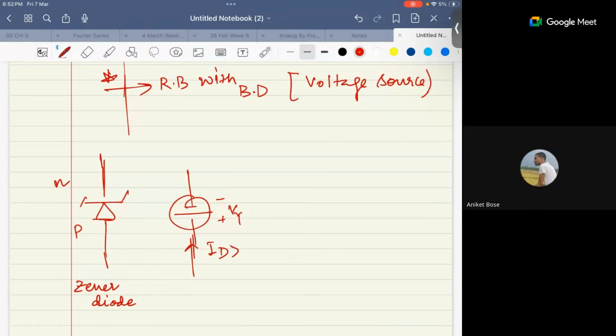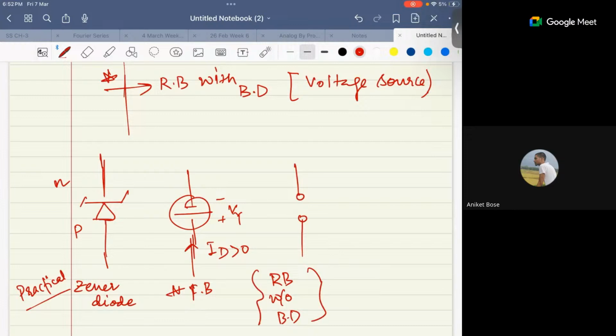This is a normal diode, behaving like a normal diode if it is in forward bias. This is the practical Zener diode. Now, if it is reverse bias, then you already know it will behave the same as reverse bias without breakdown. The voltage across this Zener diode has not crossed the breakdown voltage, so it will behave like a reverse bias.